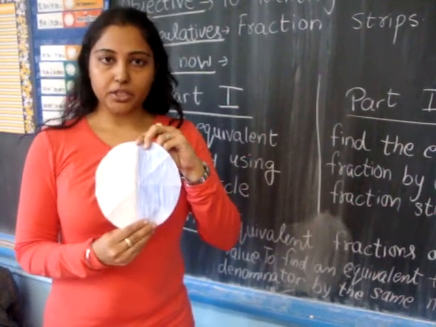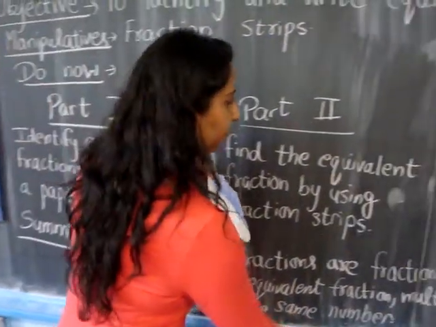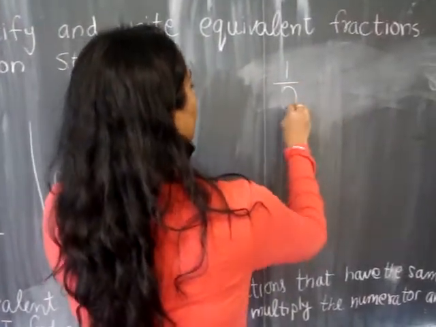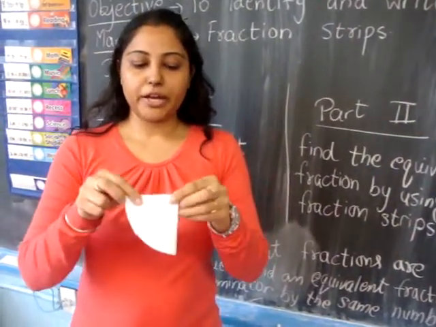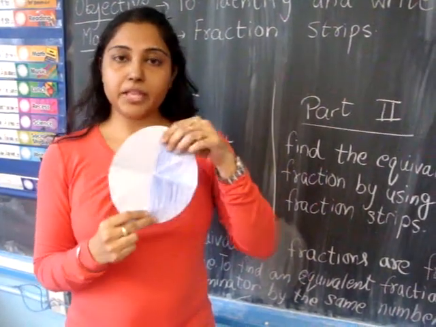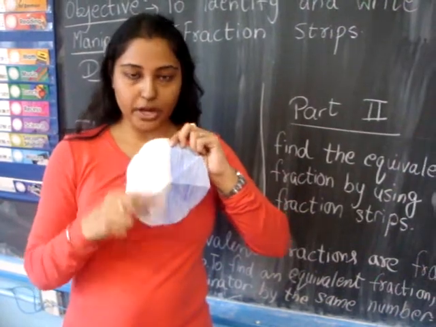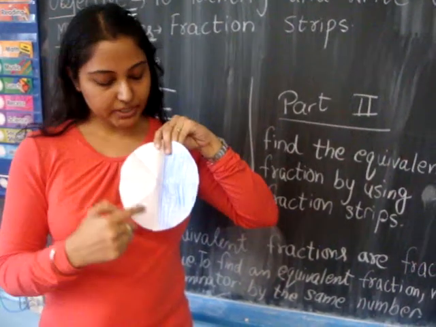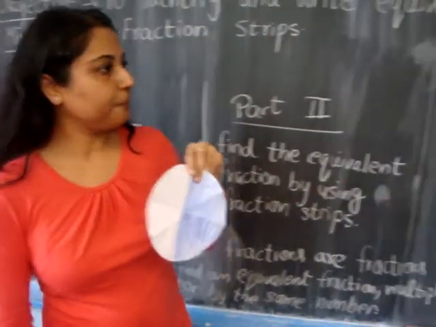This paper circle is divided in two parts and out of two, one is shaded. So we will write the fraction on the blackboard. Then I will ask the students to fold the paper in fourths. And then they will be asked to count the total number of parts, which are 1, 2, 3, 4 now. And out of 4, as we can see, 2 parts are shaded. So 2/4 are equal to 1/2.